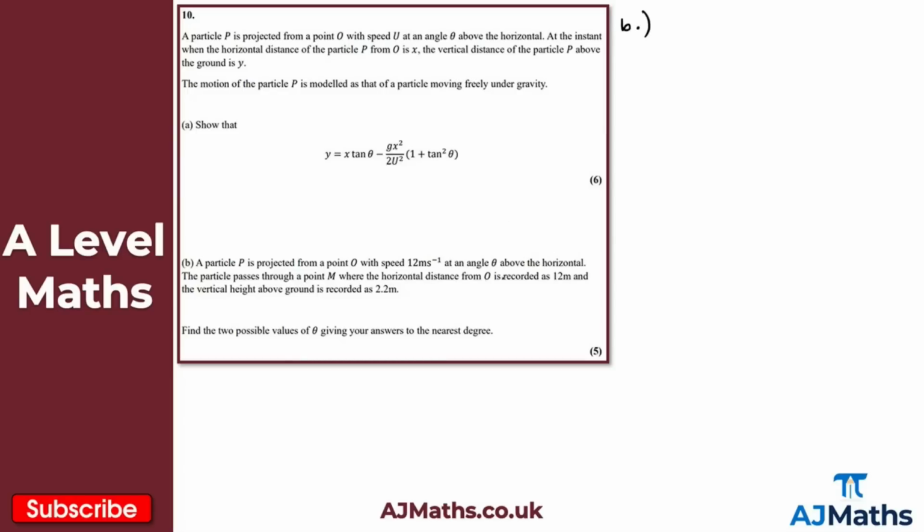So for part B then, let's just start by noting the values that we already know from the context of this part here. We know u, that's our speed here, which is 12 meters per second. So underneath, u is equal to 12. We know x here, that's the horizontal distance from O, so that would be 12. So x equal to 12. We know y here, so y is the vertical height above ground, so that's 2.2.